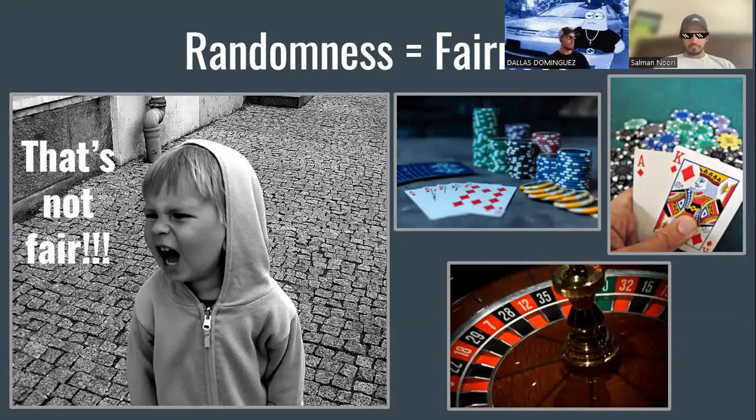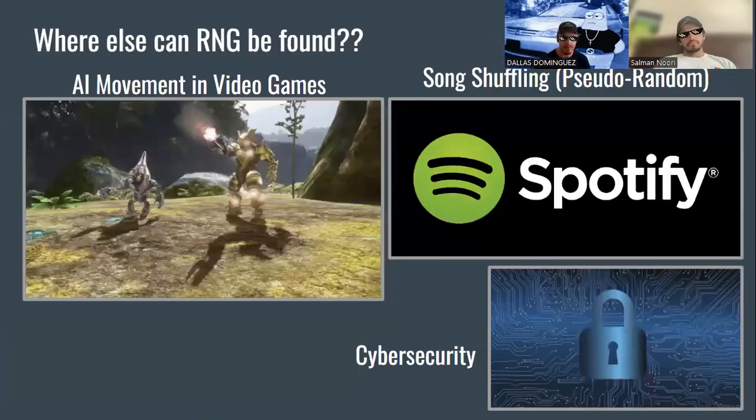Replicating fairness in an online environment can only be done through RNG, and this means that online blackjack players wouldn't get angry if they knew that the house was manipulating the game. So you can see that it's very important for fairness.